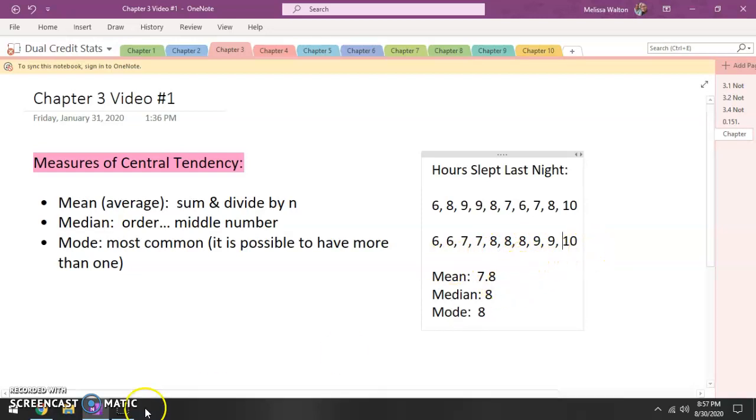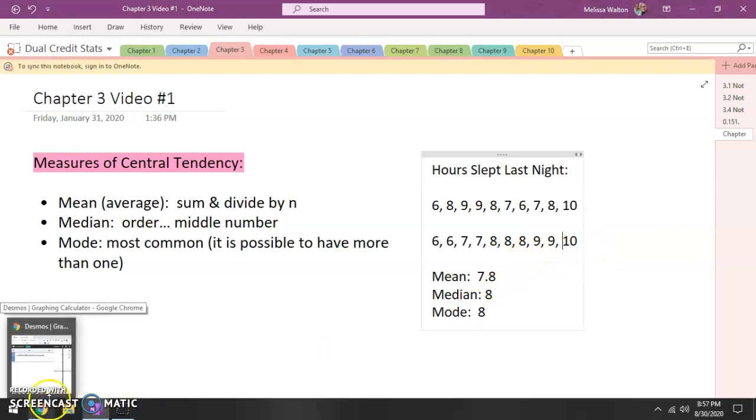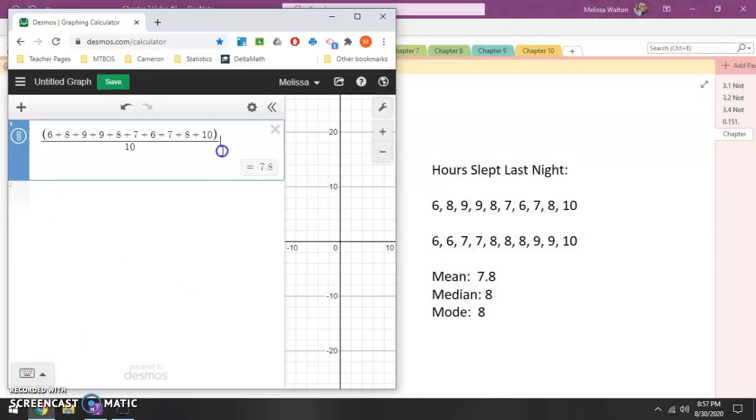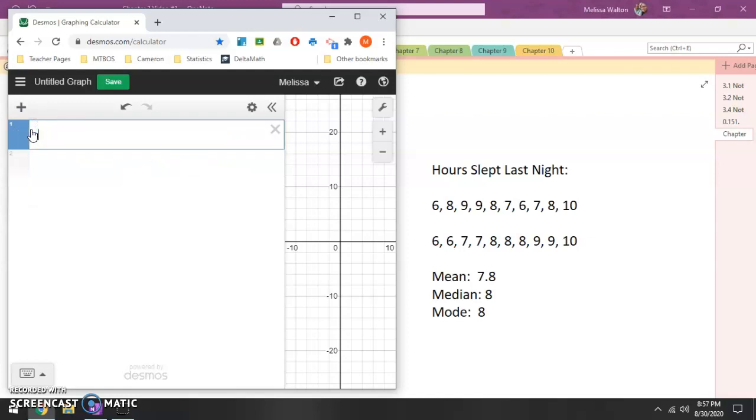Now I want to talk about something real quick that can probably save you some time. Desmos does have the ability to calculate these things for you. So looking at this, we have the mean. If you wanted to calculate the mean and you didn't want to do what we did previously, you can actually say, hey, I would like to find the mean of these numbers. And if you simply type these in and separate these by commas, this will do all of the programming for you. You will get the exact same calculation, 7.8.